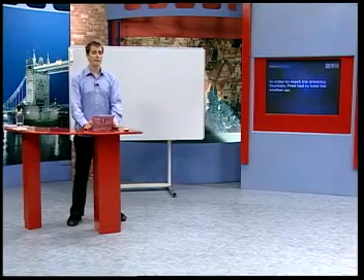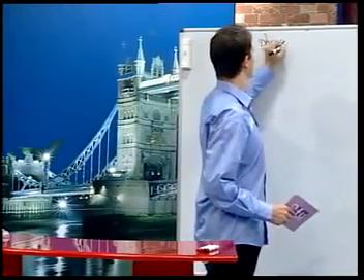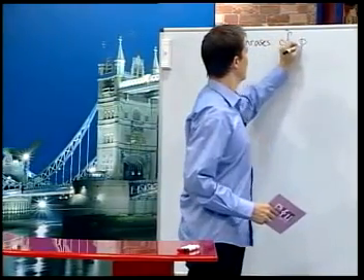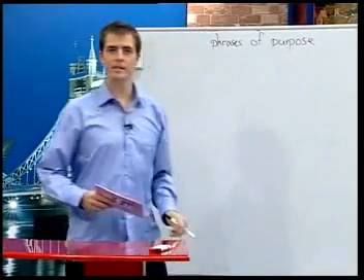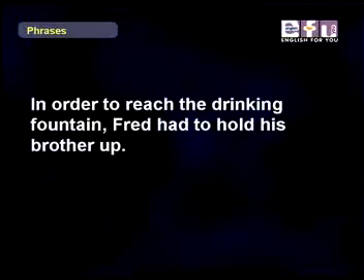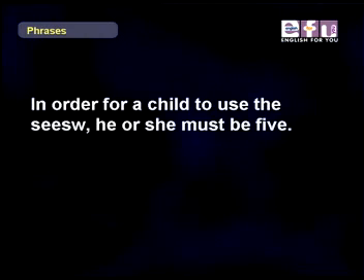Now let's look at phrases of purpose. Please have a look at these sentences. In order to reach the drinking fountain, Fred had to hold his brother up. She took a bus in order to get to the playground quickly. In order for a child to use the seesaw, he or she must be 5.